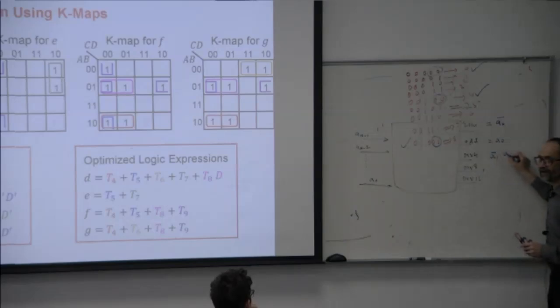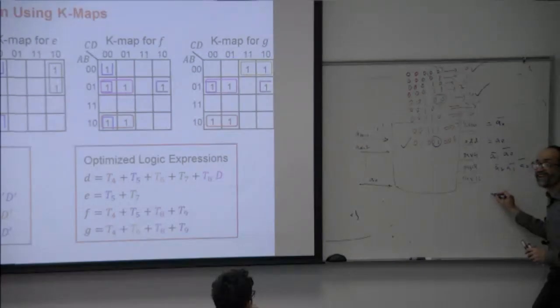A1 bar, A0 bar. Last two bits are 0. Divisible by 8: A2 bar, A1 bar, A0 bar. Divisible by 16.